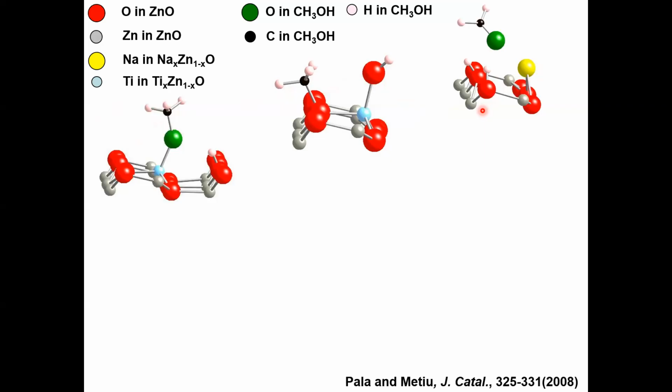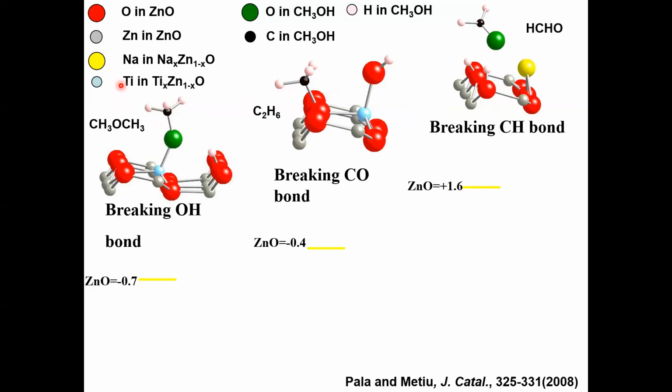So I have a host oxide, zinc oxide, and I used a variety of dopants. Here I'm forming DME, dimethyl ether. For DME, this is the pathway that is important. For ethane formation, C2H6, this is the important reaction pathway. For formaldehyde, this is the important reaction pathway.